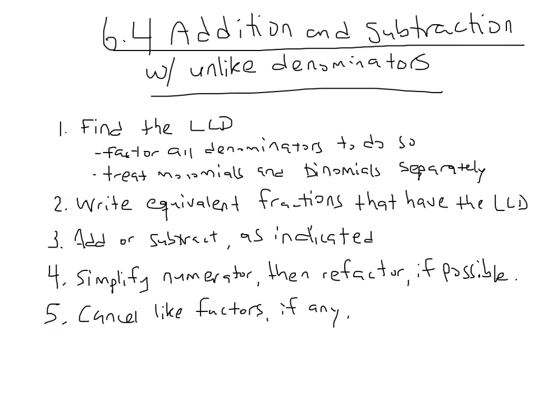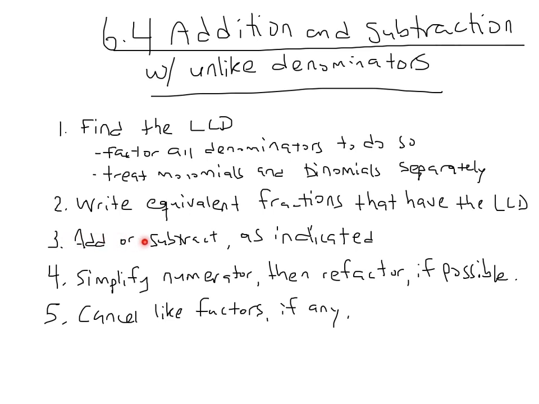I would encourage you to write these down into your notes so that you have them as a reference as you're doing homework. Step 1, find the least common denominator. As a reminder, to do so you need to factor all of the denominators, and you need to treat monomials and binomials separately. Step 2 is to write equivalent fractions.